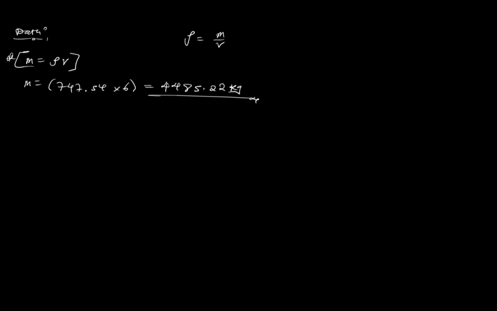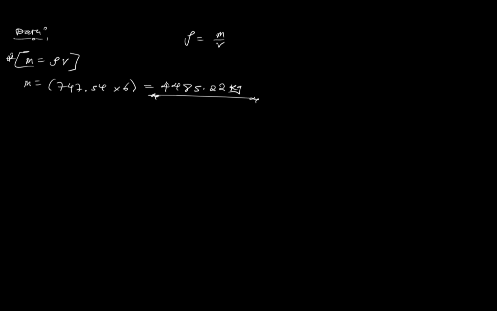Now this is coming from the context where we're saying that the specific mass is equal to mass over volume, because specific mass is just mass density. If we put in the context of the idea of density, mass over volume, we can use the same idea. So having this, we can say that mass is equal to rho, which was found to be 747.54 times 6. And this will give us about 4,485.22 kilograms. And this is our mass.